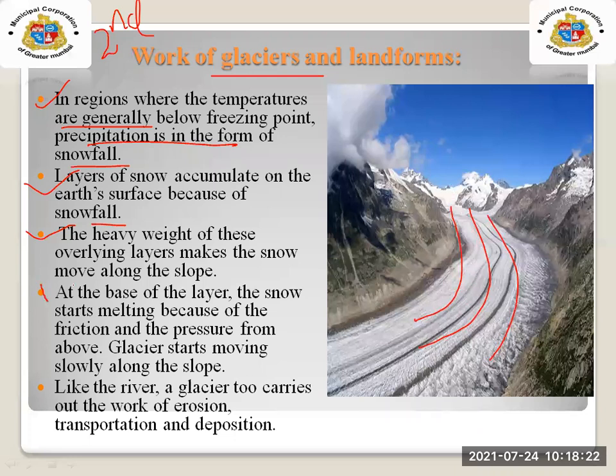As the base of the layer starts melting because of the friction and the pressure from above, the glacier starts moving slowly along the slope. Like a river, a glacier too carries out the work of erosion, transportation and deposition. Means like a river, when the snow slowly starts melting along the slope, it will also do the work of erosion, transportation and deposition.